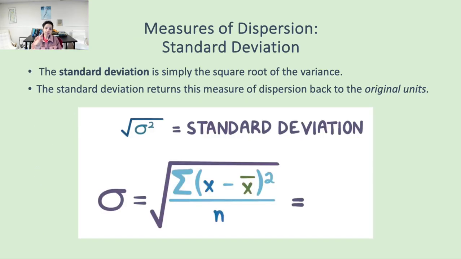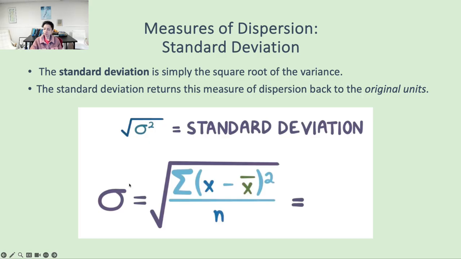Okay. Now, standard deviation. Standard deviation is a very useful tool, very useful statistic. And standard deviation is simply the square root of the variance. And the standard deviation helps return the measure of dispersion back to the original units. So for the population, the standard deviation is the square root of the population variance.